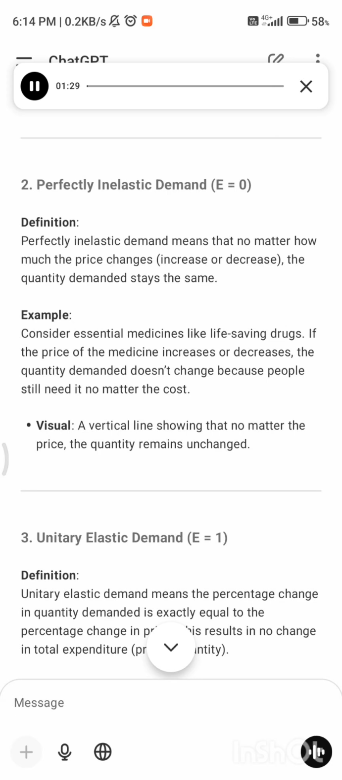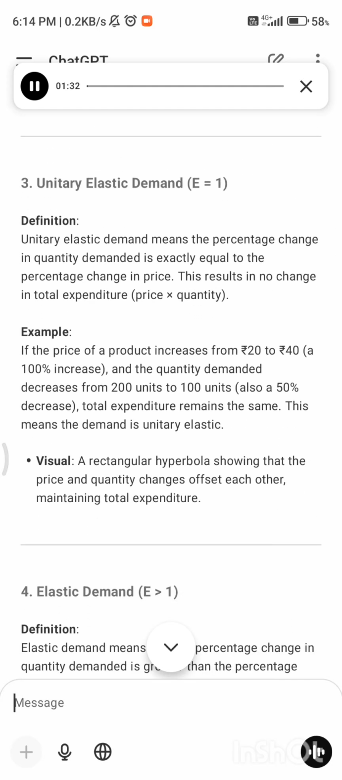3. Unitary elastic demand, E equals 1. Definition. Unitary elastic demand means the percentage change in quantity demanded is exactly equal to the percentage change in price. This results in no change in total expenditure, price times quantity.